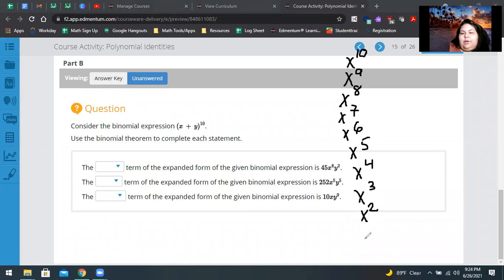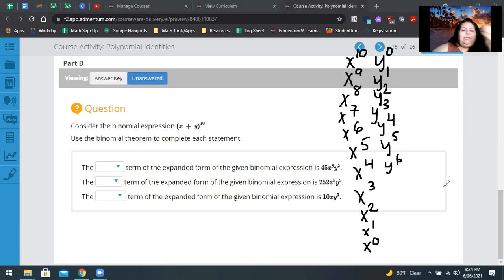So x squared, x to the 1, x to the 0. Now I know it's not completely straight, but we're going to take a look at our b term, which is y. And remember, this is y to the 0, and then it starts to increase, y1, y2. And remember, those exponents have to equal 10 because that's the highest degree power that we have. So if you see the pattern there, y to the 4, y to the 5th, y to the 6th, and I'll let you continue on.